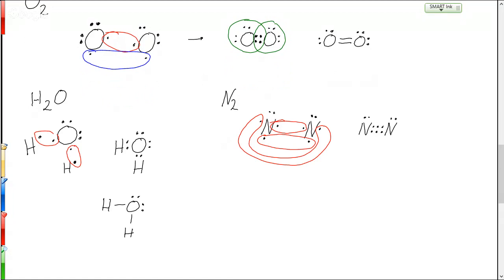Because they're all shared. And now we have 6 electrons for each nitrogen. So we're going to draw that as a triple line. 1, 2, 3. And that's our dinitrogen compound.